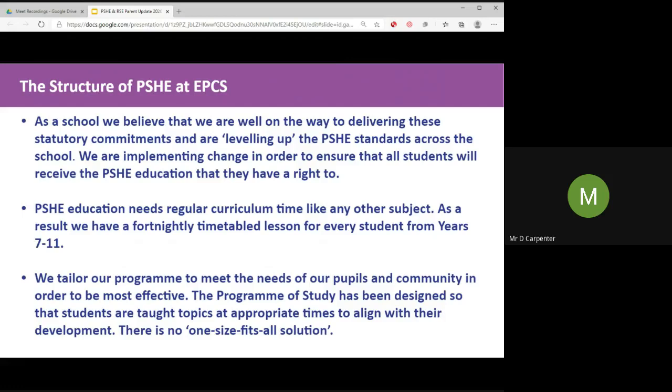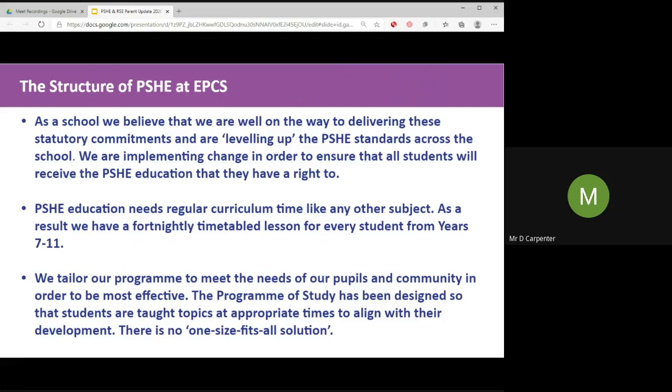We are implementing a change in order to ensure that, like I said, all students will receive the PSHE education that they deserve and have a right to. PSHE obviously needs regular curriculum time and regular access for all students like any other subject. As a result, we have a fortnightly timetabled lesson for every student from years 7 to 11.